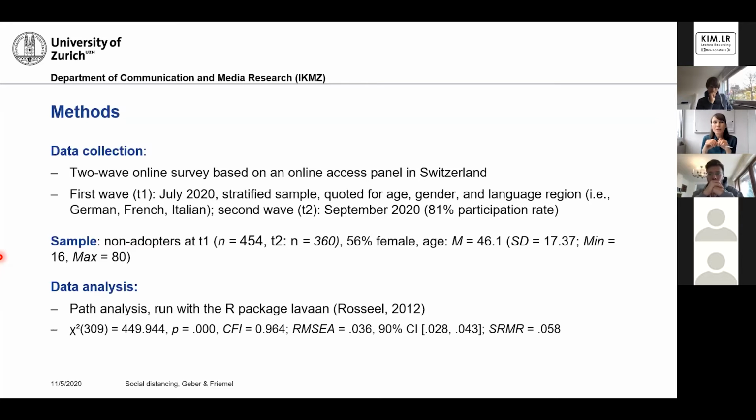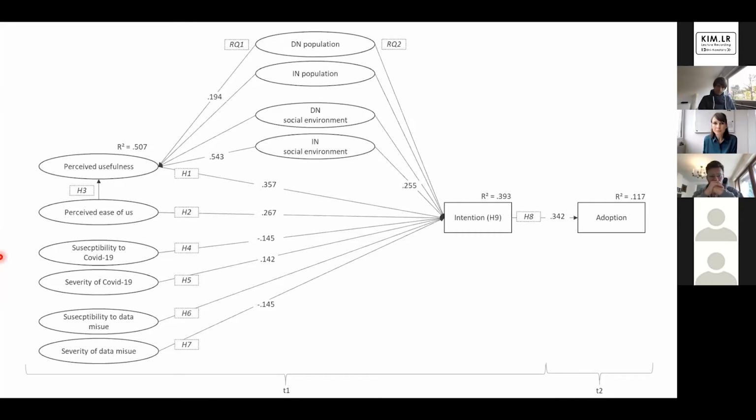Again, we used structural equation modeling within the R package lavaan, and you can see that the fit of the model is good. So with regard to the results, this is a big and not so nice model, I have to admit, but it includes the most important information. So what we can see is that perceived usefulness and perceived ease of use of the contact tracing app actually are the most important predictors of the intention to adopt the app.